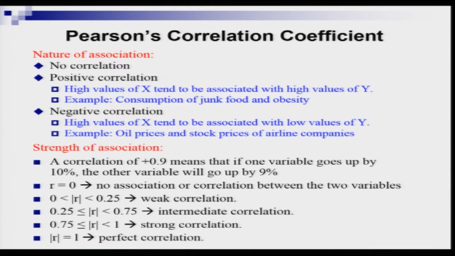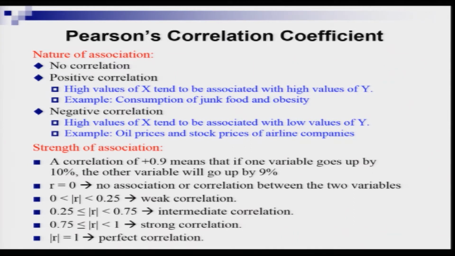One is of course no correlation, and that is indicated by the covariance value 0 or the Pearson correlation coefficient value 0. But there could be two other types, and they are mostly found in real life data, and that is positive correlation and negative correlation. What does positive correlation mean? That means that high values of x tend to be associated with high values of y and vice versa. Now, I can talk about negative correlation. That means that high values of x tend to be associated with low values of y or vice versa.